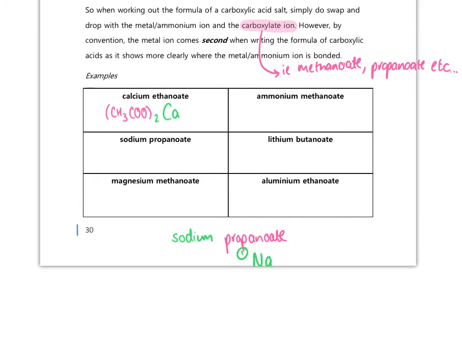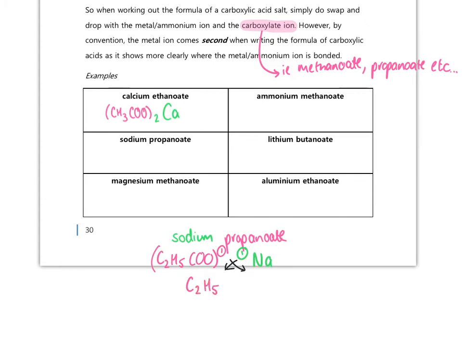Propanoate, either look at the table above on page 30 or look at the back of your periodic table. Propanoate is C2H5COO minus, but remember we don't write the minus at this stage. We use that minus to get our valency of 1. You can see we've got both 1s here, so when we swap and drop those are going to disappear. That also means I can get rid of my brackets, so if there's no number swapping down, then I can get rid of my brackets.